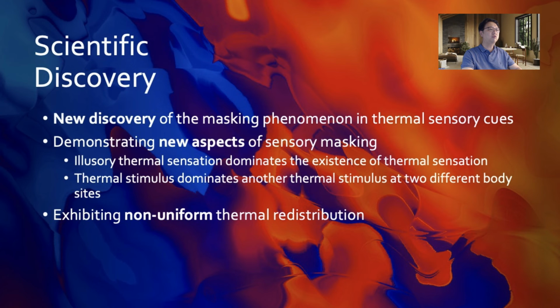We also showed new aspects of sensory masking. We showed that the illusion of thermal sensation could dominate the existence of the original thermal sensation, perceiving the thermal sensations only at the tactile location. We also demonstrated that a thermal stimulus can dominate another thermal stimulus at two different body locations. And also, we show that thermal masking demonstrates non-uniform thermal redistribution, which contradicts the existing thermal referral theory.